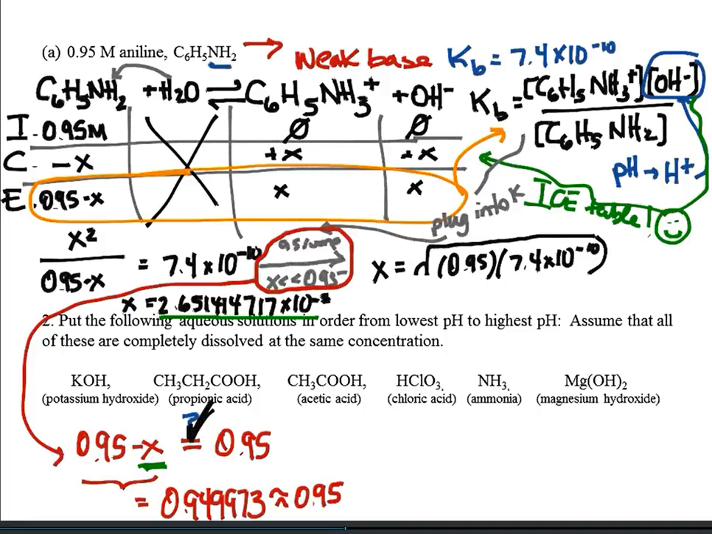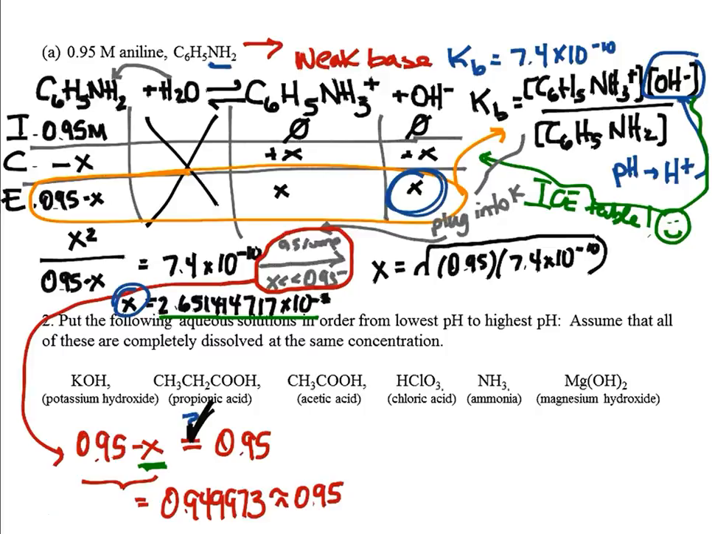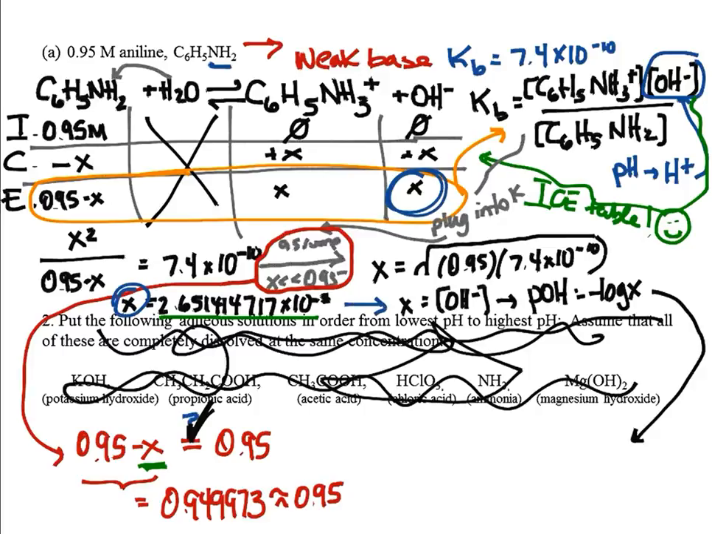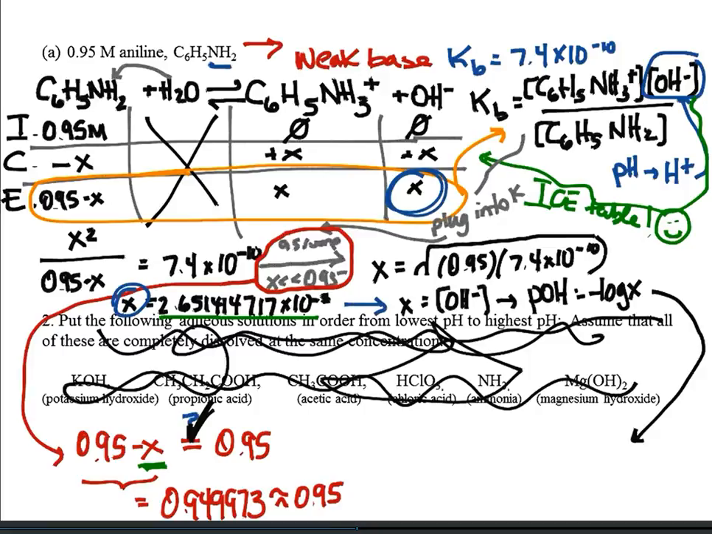And I'm going to plug x in. Now remember, x is equal to the hydroxide ion concentration. So that means we're not solving for pH. We're solving first for pOH. I'm just going to cross this out so we don't get confused, and it saves us a little bit of space.